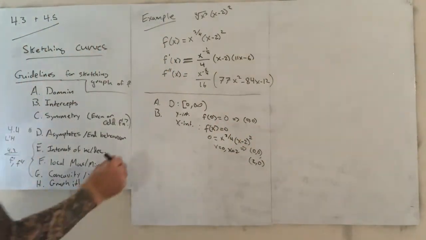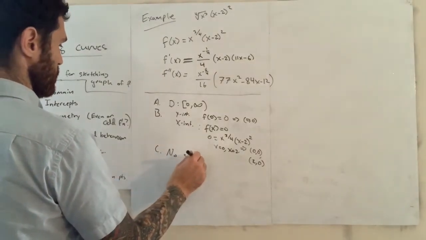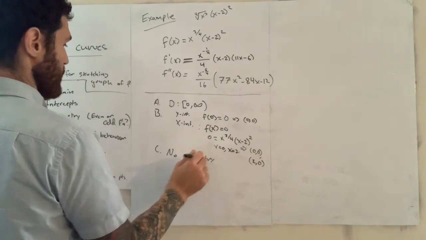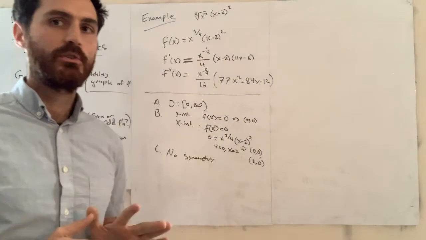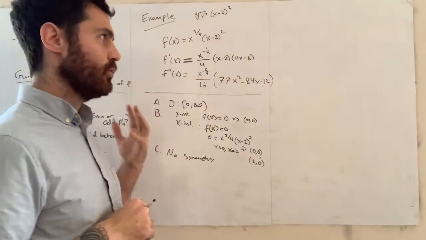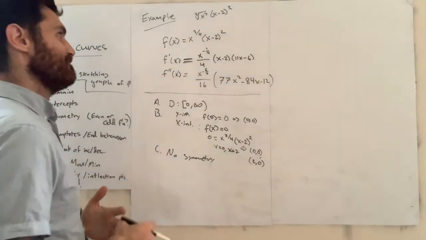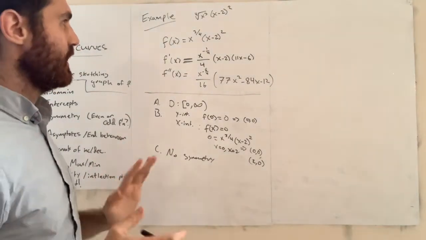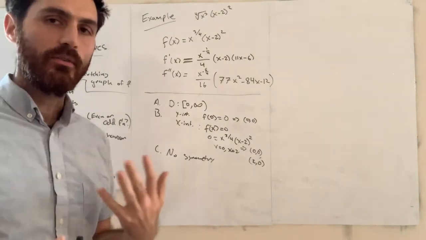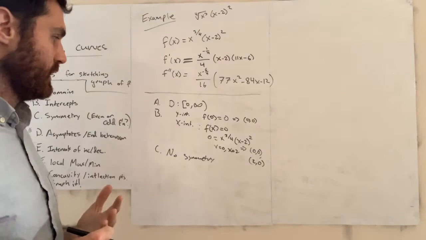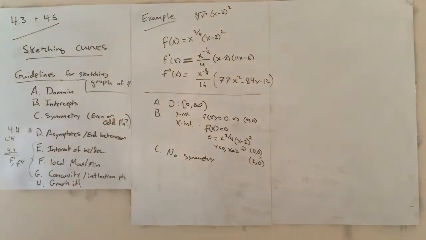Okay, C. There's no symmetry. And this is kind of an unimportant one because you can still graph it without knowing the symmetry. The symmetry is just going to be helpful if you recognize that it's either even or odd. And if you want to know how to tell if something is even or odd, come talk to me. I think we talked about it at one point, but there's not going to be any symmetry to this one, so just trust me on that.